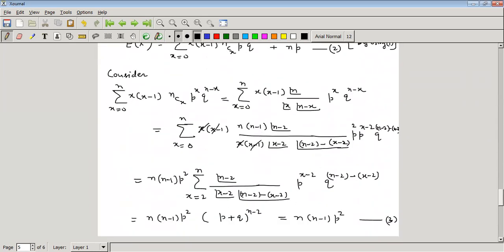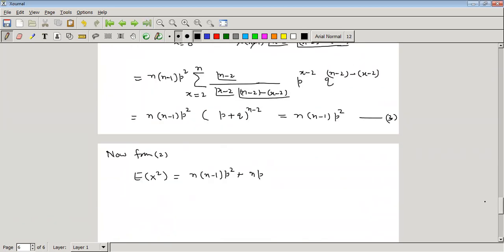So when we solve this, we get n square p square minus np square plus np. This is expectation of x square, right? So now we come to variance.